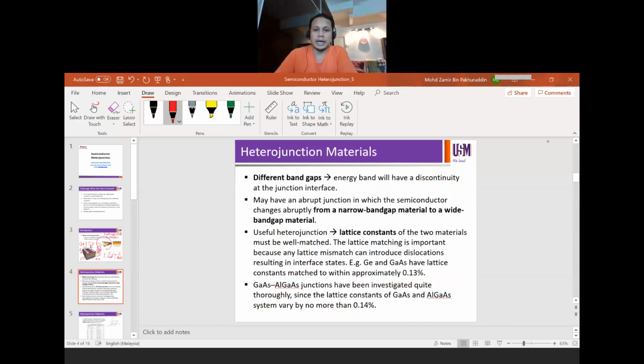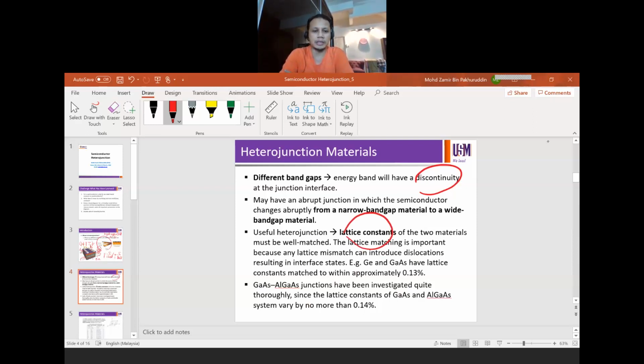So, all right, different band gaps. The energy band will have a discontinuity at the junction. In a heterojunction, you will see later on, we will have a discontinuity at the junction. That means you will see an abrupt change of band gap at the junction while going from the narrow band gap to wide band gap materials. You may have an abrupt junction in which the semiconductor changes abruptly from narrow bandgap to wide bandgap material, as I said just now. To be useful, for a heterojunction the lattice constants of the two materials must be well matched.